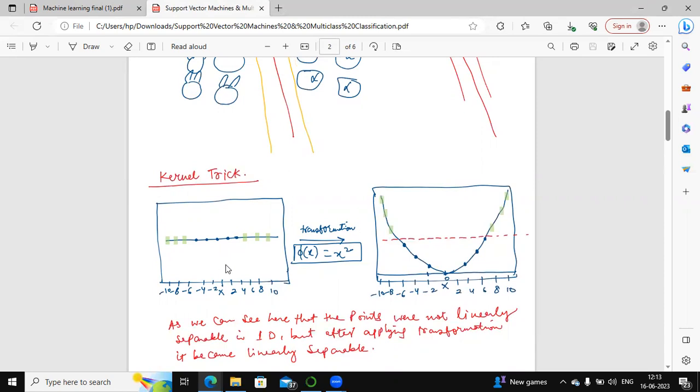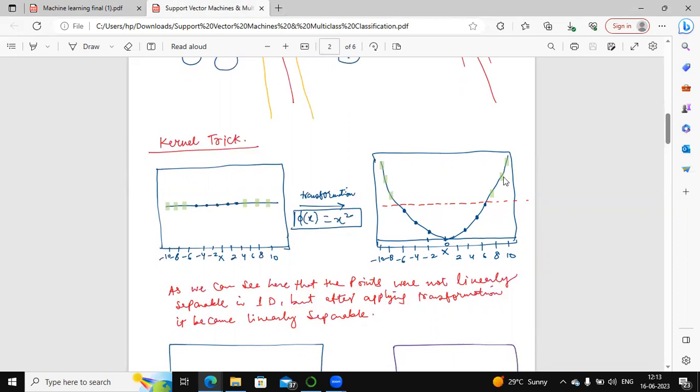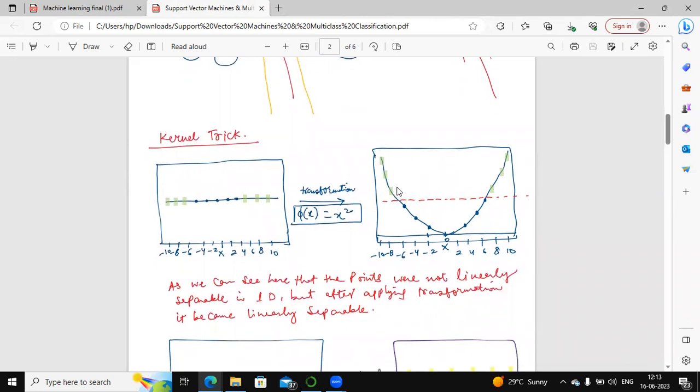2 squared becomes 4 here, minus 2 and plus 2 give 4 here, 4 squared is 16 here, and minus 4 gives 16. 6 squared is 36, 8 squared is 64, like that. So now we have drawn a decision boundary, a hyperplane. We are able to draw a hyperplane which divides these two classes in such a way that we get unique values for each class, with the green class on one side and the dot class on the other side.